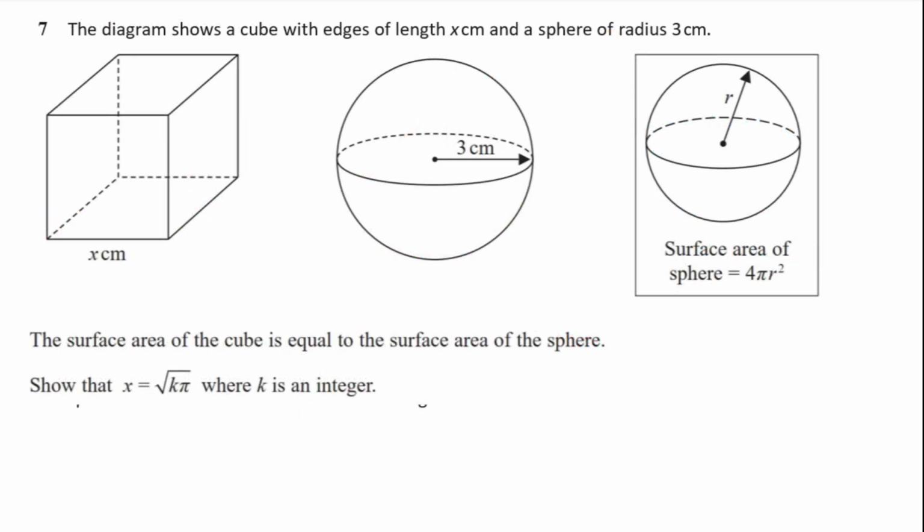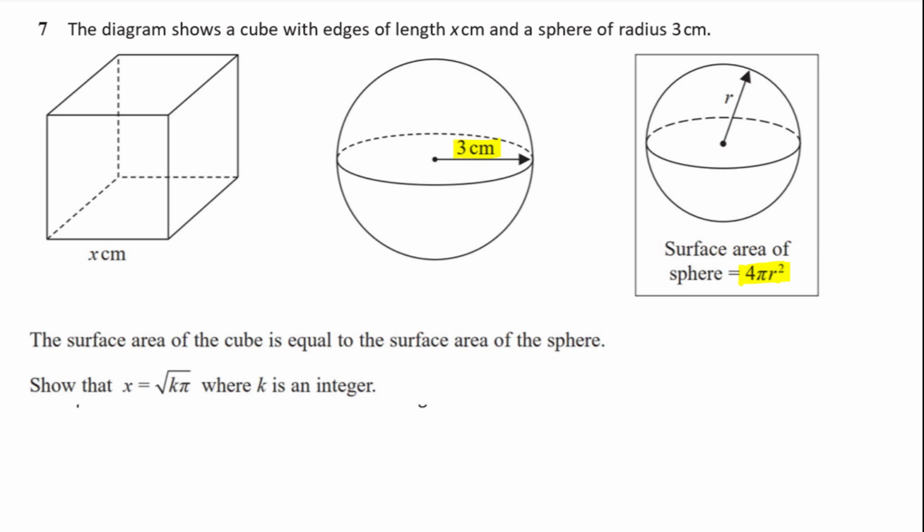Question 7. The diagram shows a cube with edges of length x centimeters and a sphere of radius 3 centimeters. The surface area of the cube is equal to the surface area of the sphere. Show that x equals the root of k times pi, where k is an integer. Oh, what fun. Now this is a very interesting question, isn't it? Okay. Right, so we've been given the surface area of a sphere formula over here. Look, that's going to be very useful. The surface area of a sphere is 4 pi r squared. So I guess that's where we need to start, isn't it?